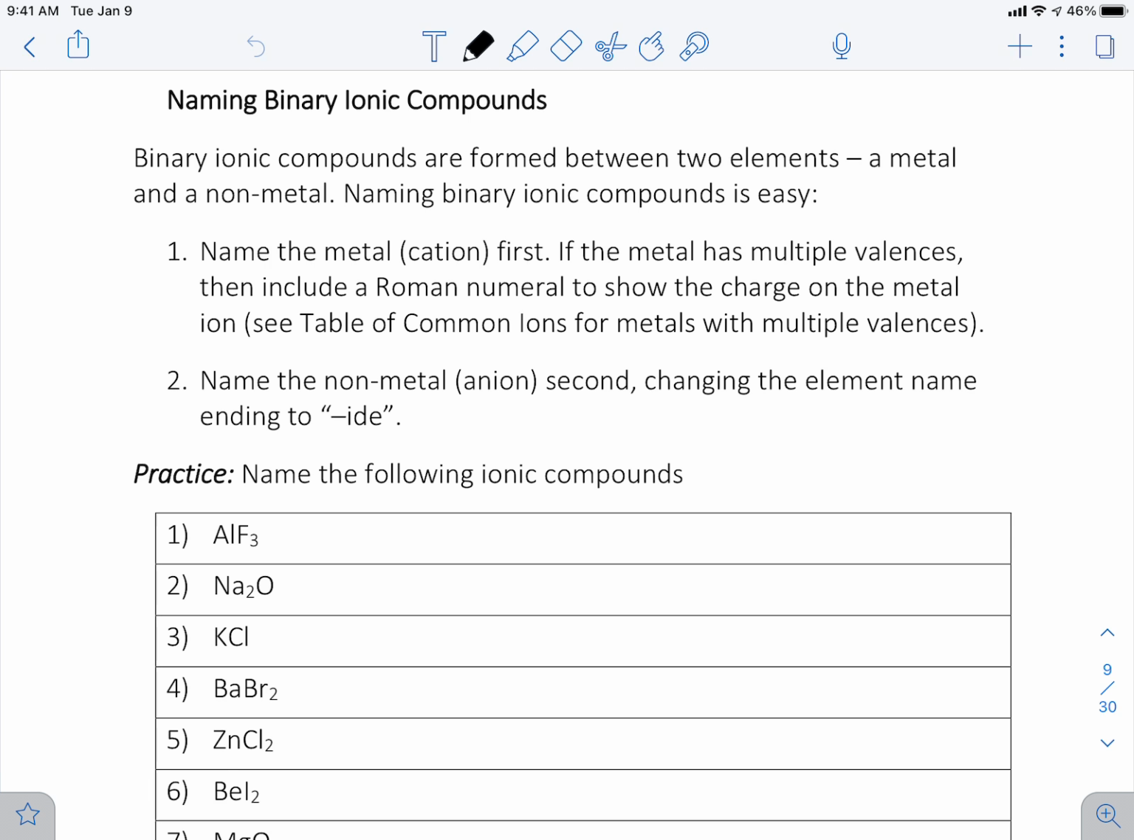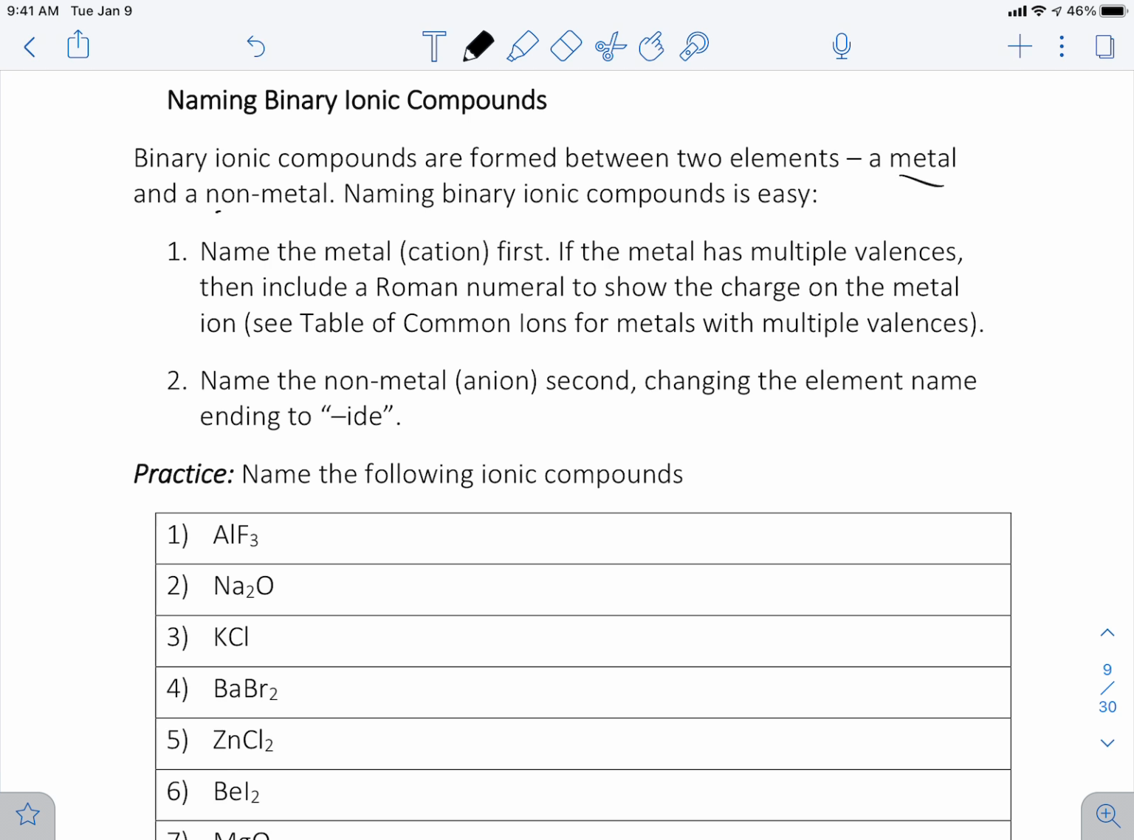Hello everybody. Today we are going to be talking about how to name ionic compounds. So in the last video we talked about how to make ionic compounds, but now we're going to talk about naming them. So there's very simple rules for naming binary ionic compounds.